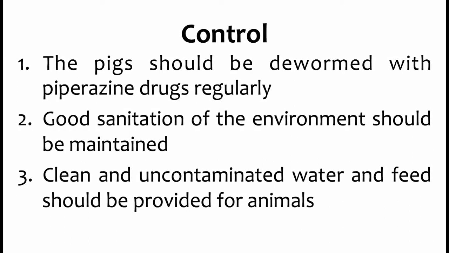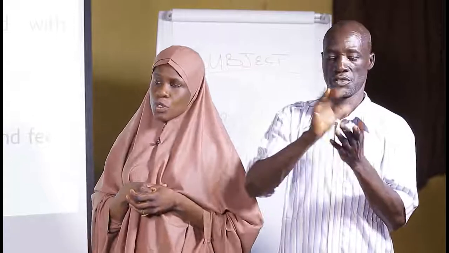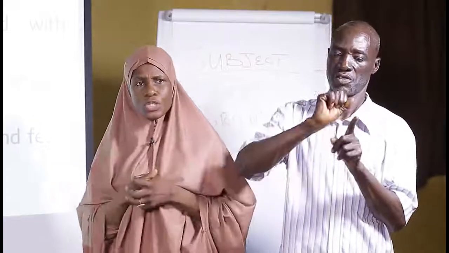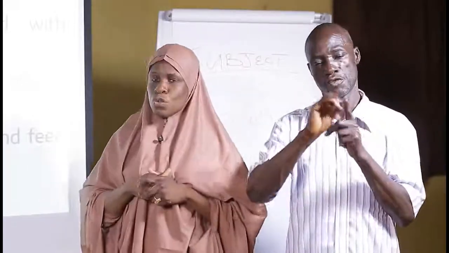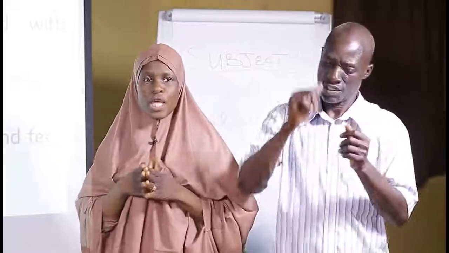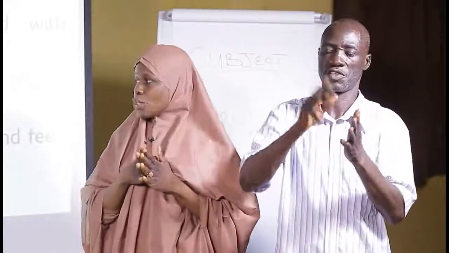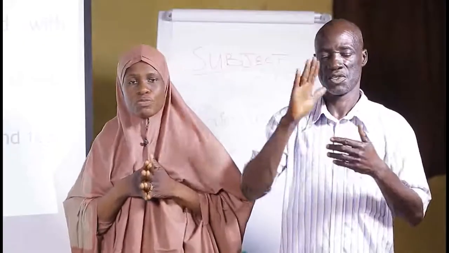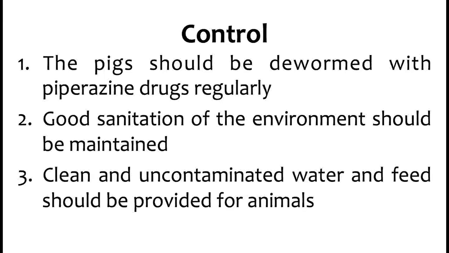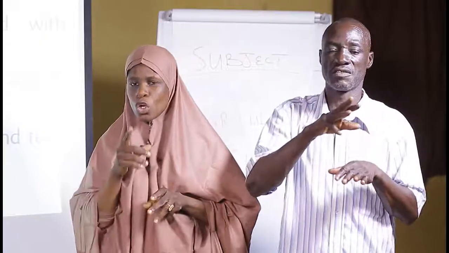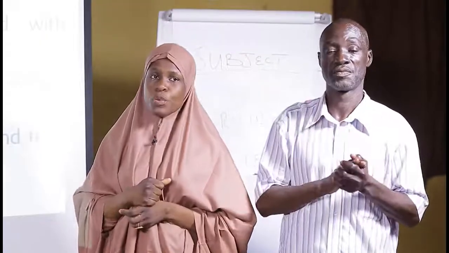Number two, good sanitation of the environment should be maintained. Sanitation is very, very important. When you maintain very good sanitation, you eliminate some of these worms, and your animal will not even come in contact with the feces. Number three, clean and uncontaminated water and feed should be provided for your animals.